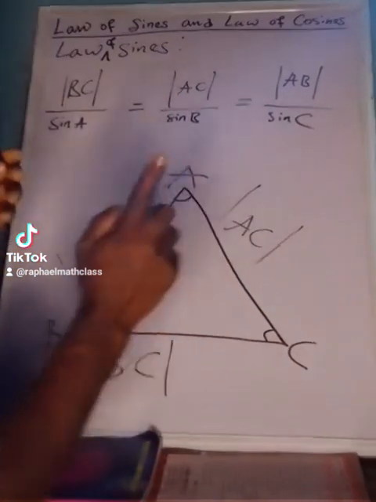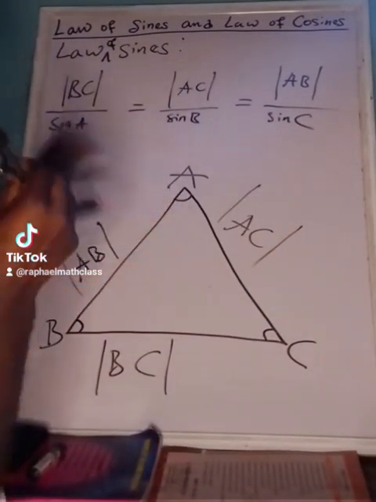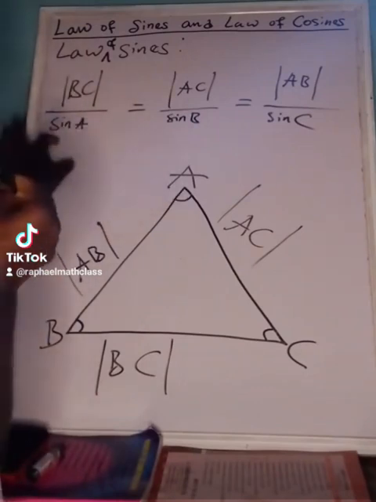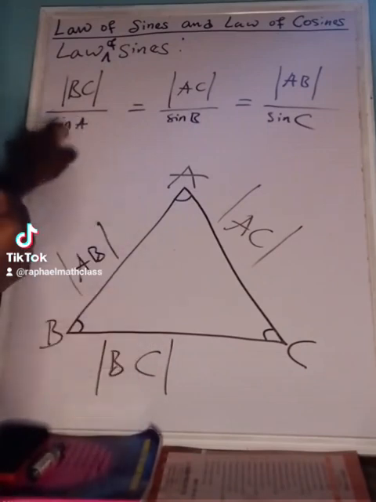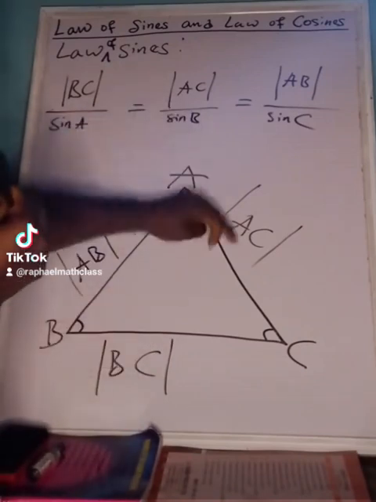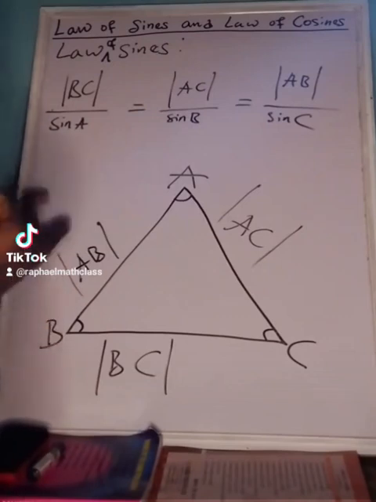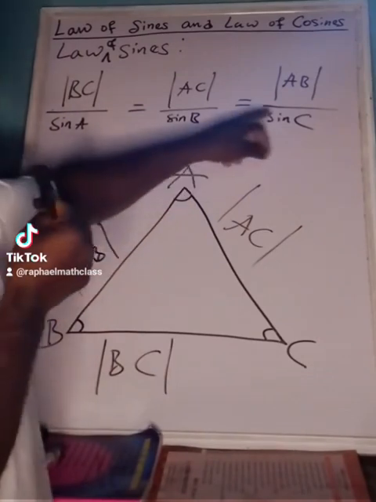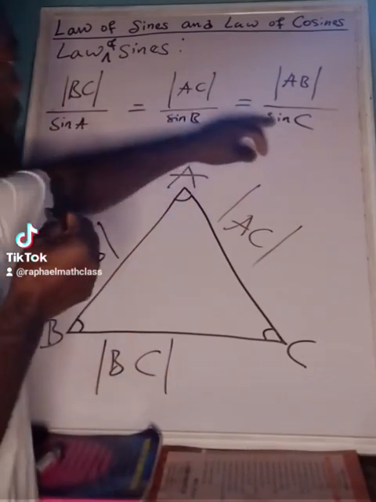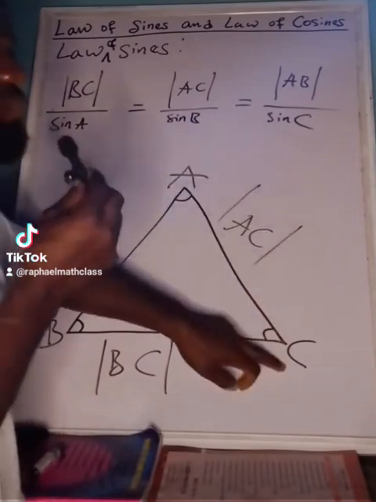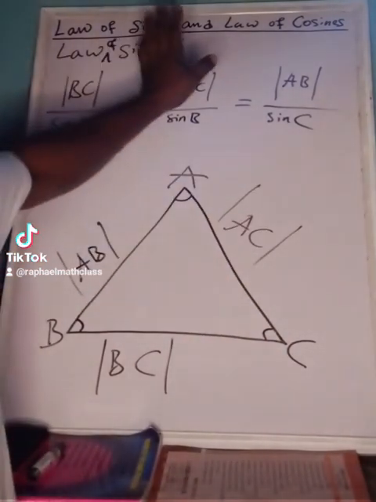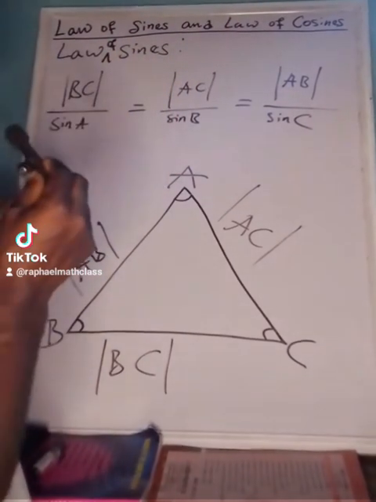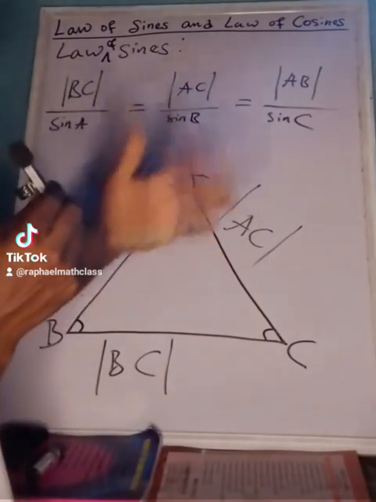Now, the law of sines is telling you that the side is divided by what? The sine of the angle. Sine A means angle A. So side BC is divided by what? Sine of angle A. Side AC is divided by what? Sine of angle B. And side AB is divided by what? Sine of angle C. You understand? That is what sines law is telling you. And take note of one thing: the bigger the degree of an angle, the longer the side that is facing that angle.